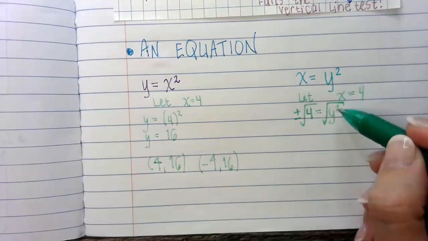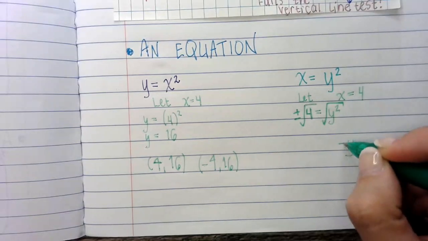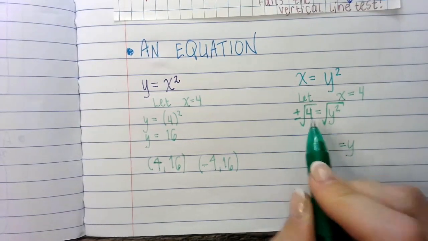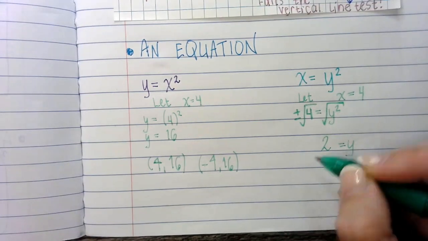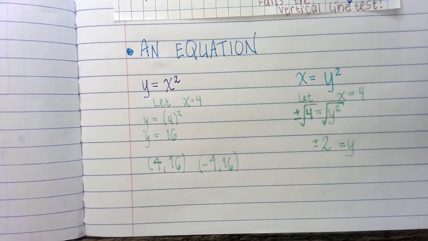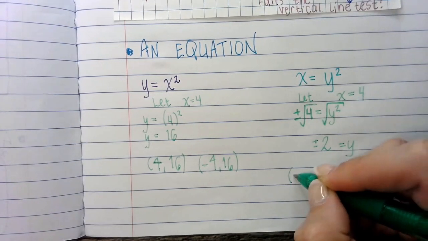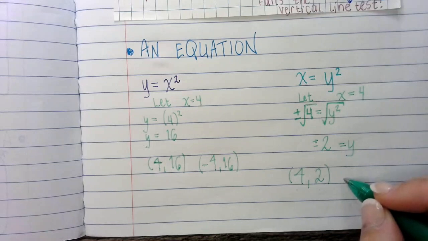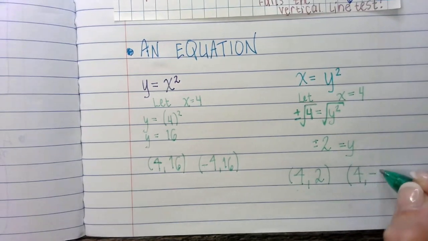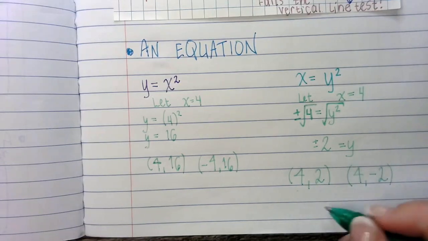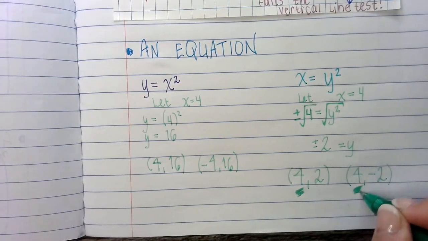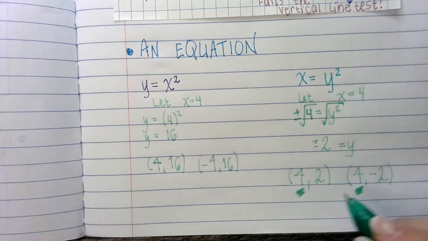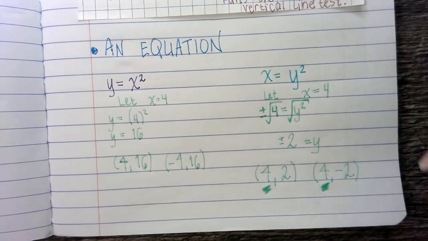So when I take the square root of y squared, that leaves me with just y equals, what times itself is 4? 2. What else? Negative 2. So positive and negative 2. What does that tell us about our ordered pairs? That means I have the ordered pair (4, 2), because remember you do x, y, but I also have the ordered pair (4, -2). So now I have the same x value, 4, corresponding to two different y values, instead of one single y value. So this is not a function.